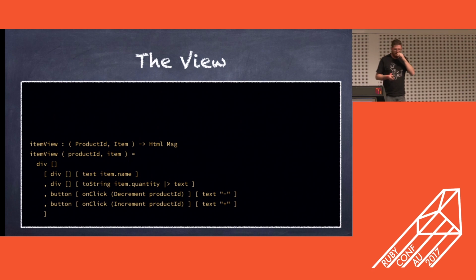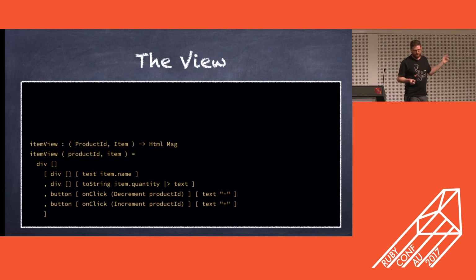The view. This is a fun thing. I think it's a really fun part of working in Elm. My item view here, I'm starting from the bottom. I'm starting the view for a single item. It takes a pair of product ID and item and returns some structure of HTML.